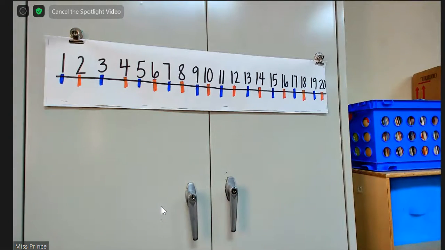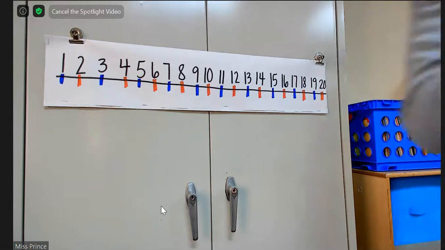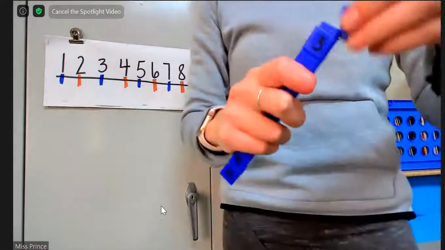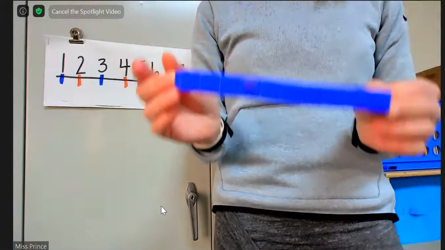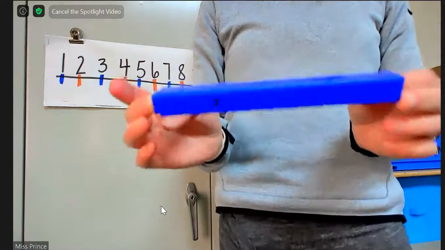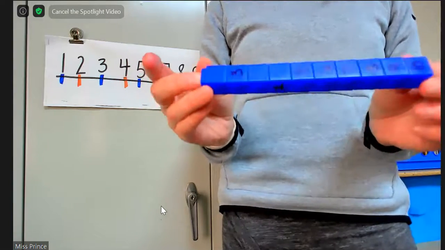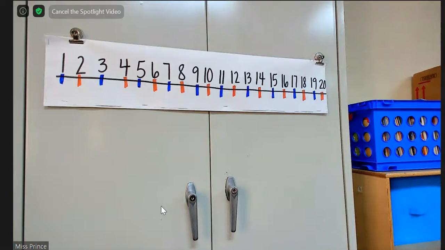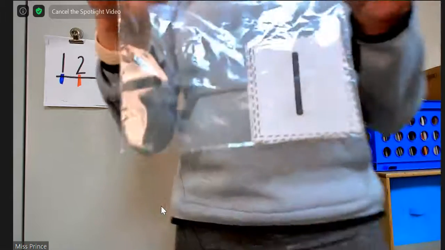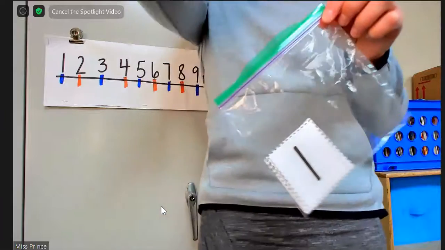But for right now, your job is to go get your cubes. So you should have 2 sets of cubes. Today we're only using 1. So go ahead and just get 1 set of 10 cubes. And you're going to set it on your desk. You're also going to get your bag of numbers that you cut out with Miss Cheatham yesterday.